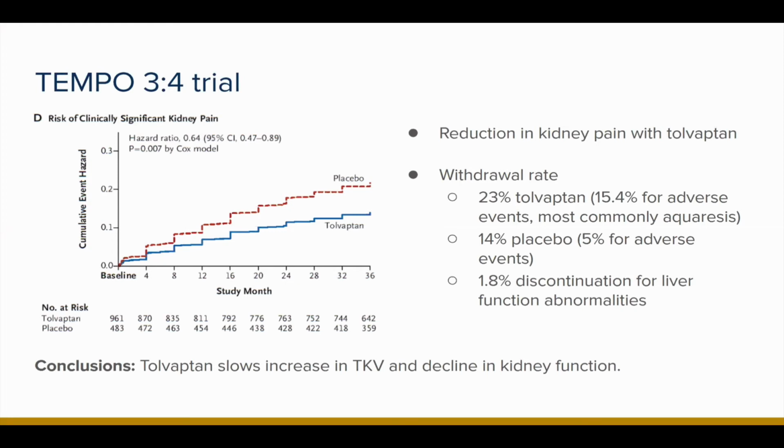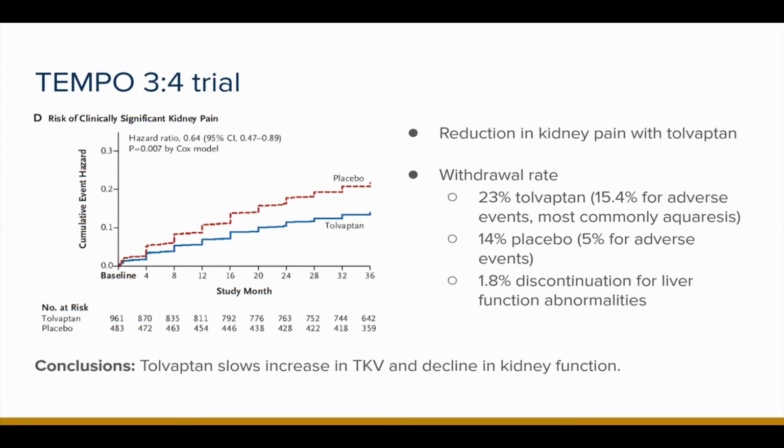There's additionally a risk for liver function abnormalities with tolvaptan, and it's recommended that they be screened while on treatment. But ultimately, the conclusion of this trial was that tolvaptan slows the increase in total kidney volume and the decline in kidney function. There's also additionally an open-label 2-year extension trial, the TEMPO 4:4 trial, which enrolled 60% of the patients from this current study and provided both treatment arms with tolvaptan.